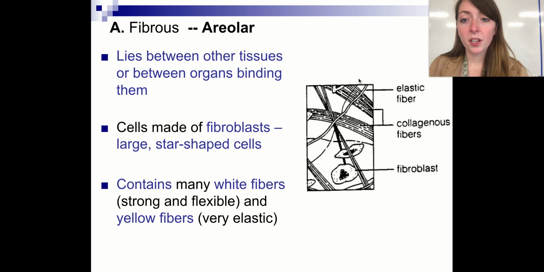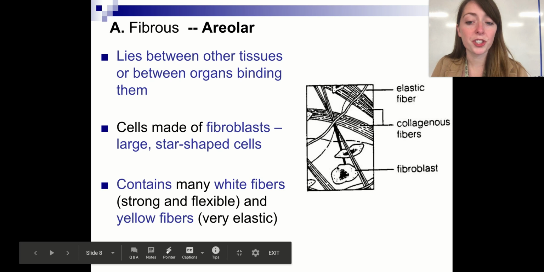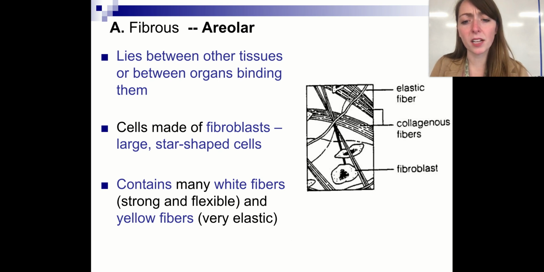So fibrous areolar tissue, I like to call this one the filler tissue. It's going to be found between organs. It binds them together. Might be found between body cavities, providing cushioning and support. Areolar tissue contains 3 things. It has these thicker collagen fibers, it has thin elastic fibers, and it has fibroblasts, which are these large star-shaped cells. It has lots of white fibers and some yellow fibers, so it's pretty strong and supportive.